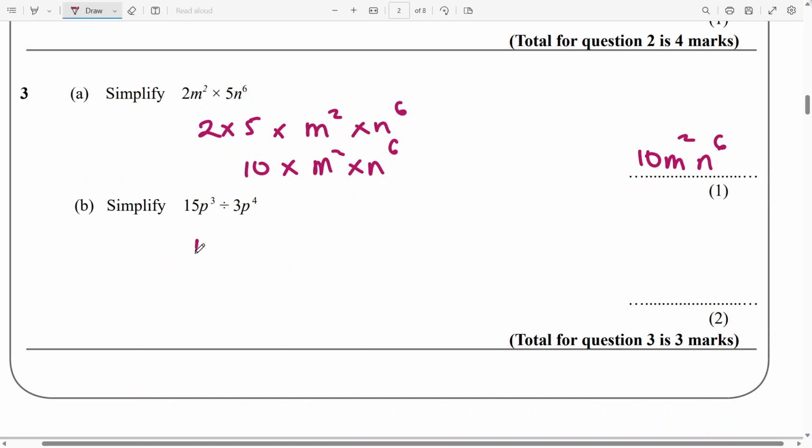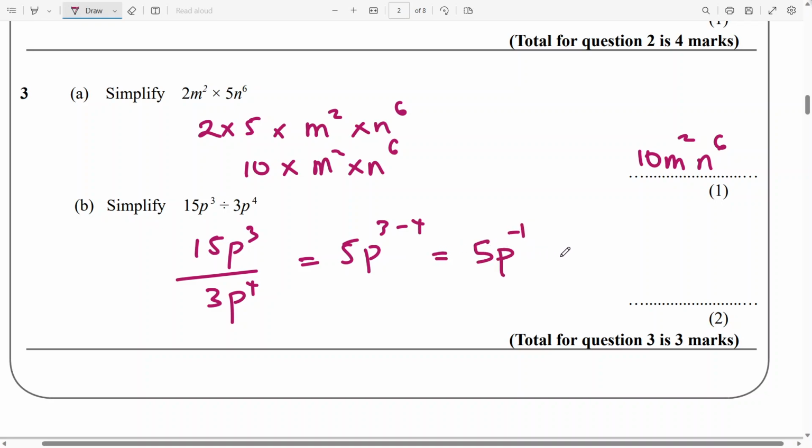And the next will be 15p to the power of 3 divided by 3p to the power of 4. Of course, 3 can go into 15 5 times. And then you have p to the power of 3 divided by p to the power of 4, so p to the power of 3 minus 4. And that's going to be 5p to the power of minus 1. Okay, and this is the same thing as 5 over p, right? So either of these will be okay. So 5p to the power of minus 1 or 5 over p.